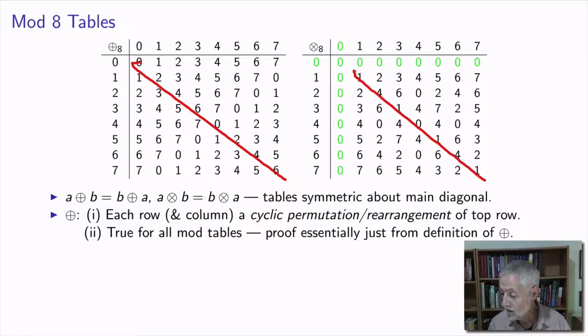For example, 5, 6, 7, 0, 1, 2, 3, 4 is a cyclic permutation of this. We've moved it to the left and taken these 5 numbers and then put them on the right. And this has given us this row here. And similarly for all the other rows. And this is going to be true for all mod tables. And the proof is essentially just from the definition of addition.